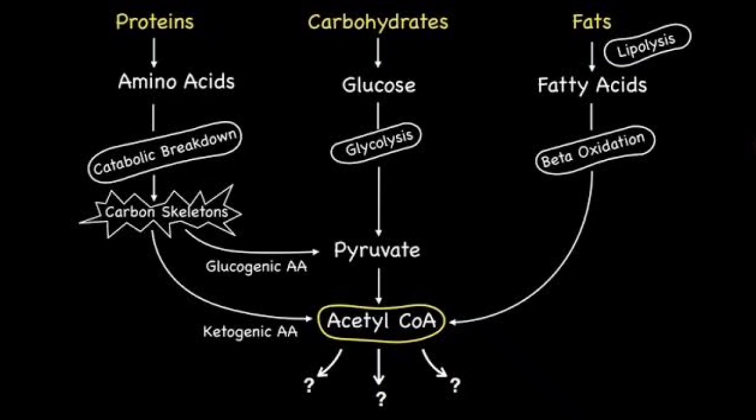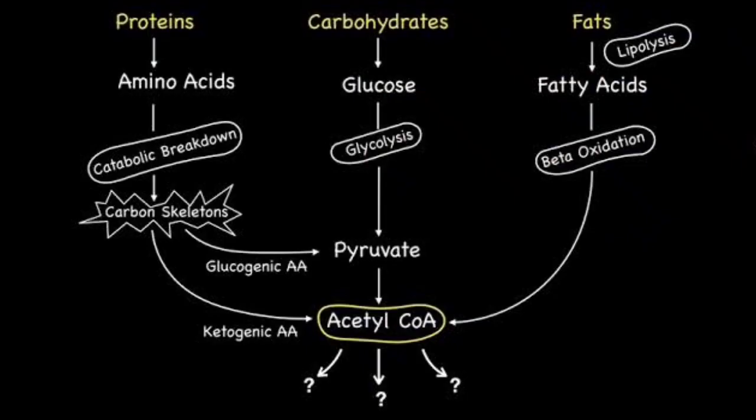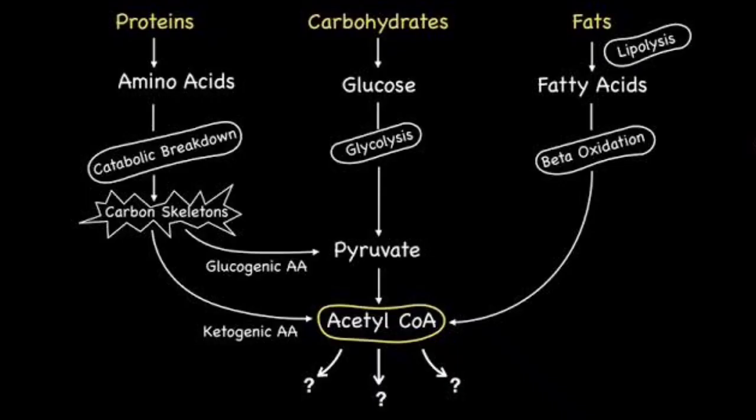Acetyl-CoA in the liver's mitochondria produces ketone molecules, such as acetoacetate and β-hydroxybutyrate, which serve as substitute energy sources for the brain and heart under the conditions of carbohydrate scarcity.